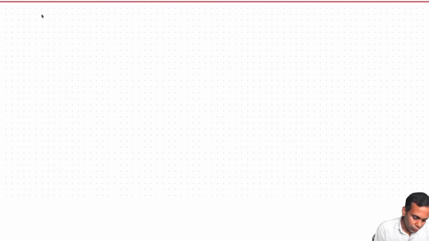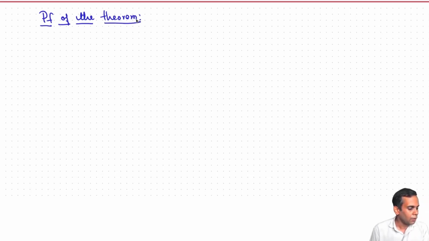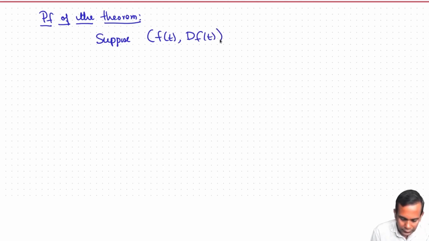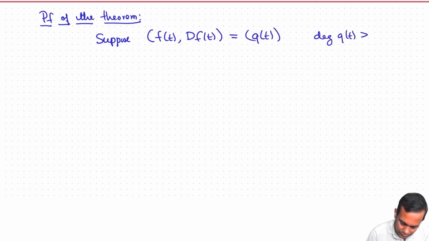Okay, so let's move on to the proof of the theorem. Let's suppose that the GCD of f and its derivative is not 1. So suppose f(t) and df(t), their GCD is generated by some polynomial q(t), where the degree of q(t) is greater than 1. So it's not a constant polynomial.